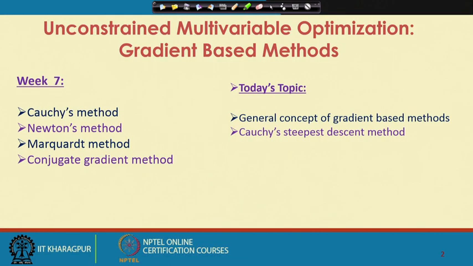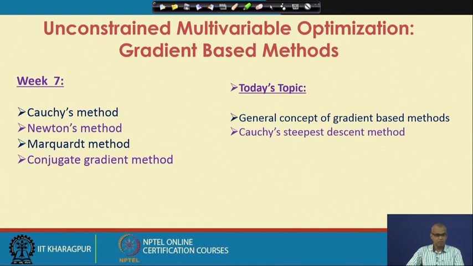So, what we plan to cover in this week is Cauchy's method, Newton's method, Marquardt's method and conjugate gradient method. So, today after giving a general concept of gradient based methods, we will talk about Cauchy's steepest descent method. Cauchy's method is also known as the steepest descent method.